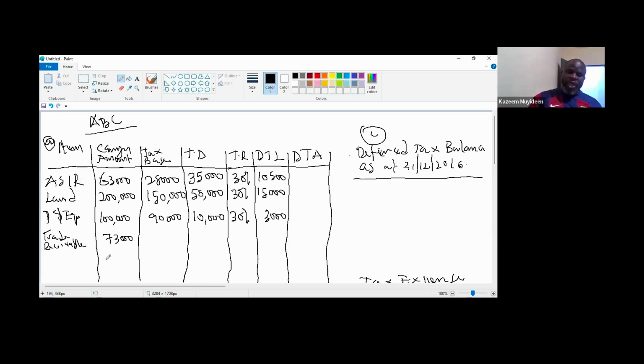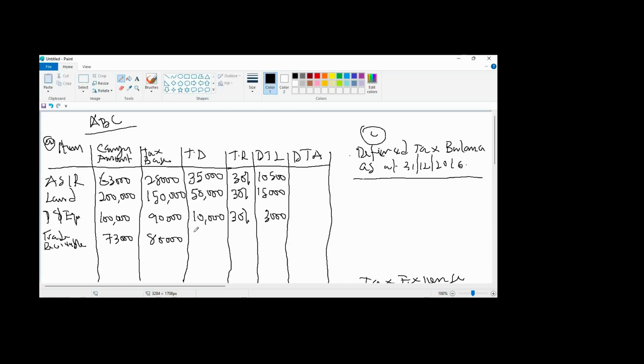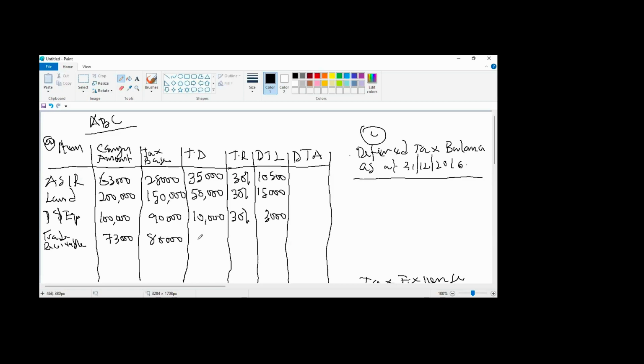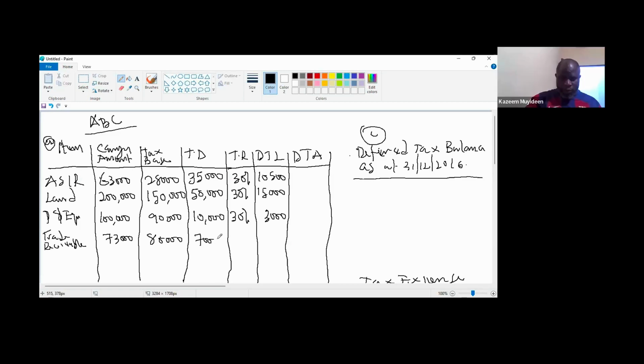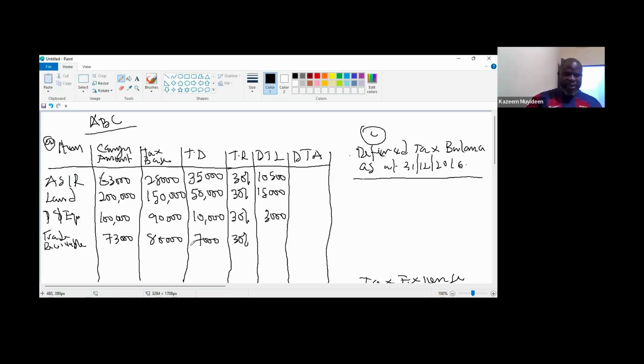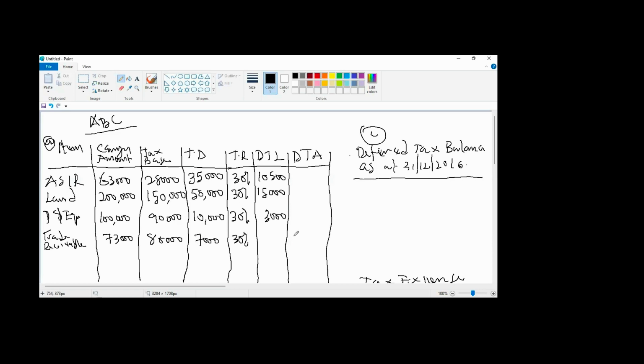For tax purposes, there is no provision for doubtful debts. So what is going to be the tax base? It's going to be 80,000. Has it given us a temporary difference? Yes, 7,000. Tax rate of 30%. Is it a deferred tax liability or deferred tax asset? It's an asset. 30% of 7,000 is 2,100 naira. Good. That is that.